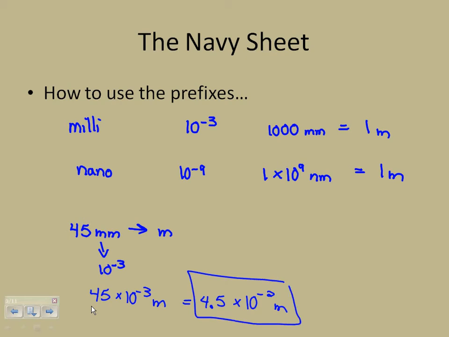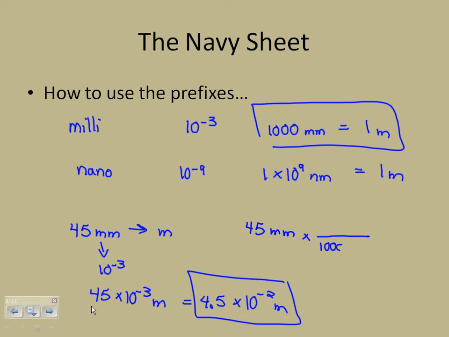You could also convert that by using 1,000 millimeters in a meter. It's really the same thing. You can take your 45 millimeters, doing this like I did in class today, 1,000 millimeters in a meter, and you get 0.045 meters, which is 4.5 times 10 to the negative 2 meters. Same answer.